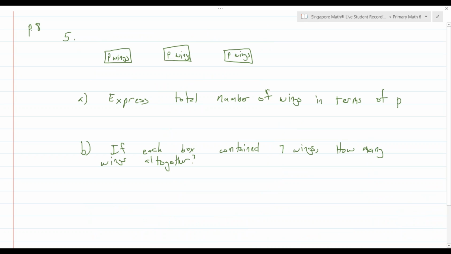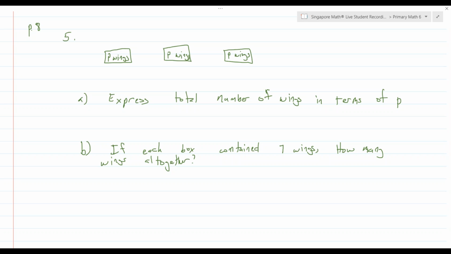Let's keep going on page 8, number 5. In this problem, there are 3 boxes of chicken wings, and each box contains P wings. I don't know if there are 2 wings in a box, or 22 wings in a box, or 220 wings in a box. I just know there are 3 boxes, and each one of them has P wings.